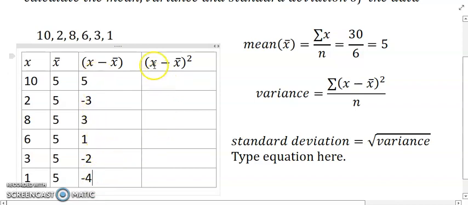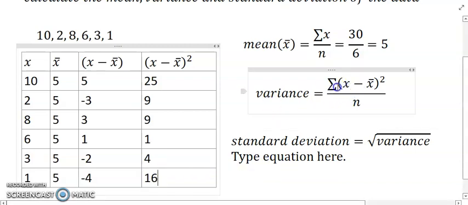Okay, let's come to this side. Here we have x minus x bar all squared. Because here is x minus x bar, we're going to square all these values so that we get this term. If we square 5, we get 25. We square negative 3, we get 9. 3 squared is 9. 1 squared gives 1. 2 squared gives 4. Negative 4 squared gives positive 16.